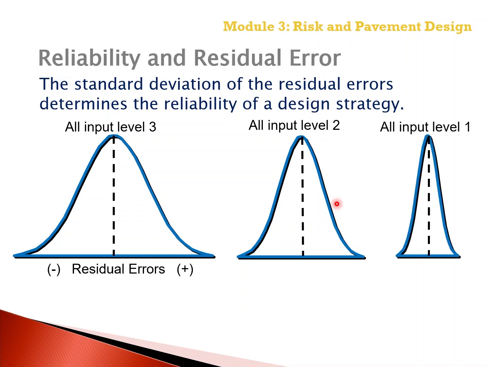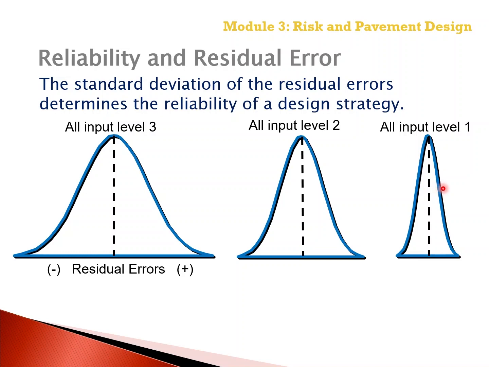And if we used all input level 1, where we're measuring the input value along the design segment itself, the input level 1 should have the lowest standard deviation of the residual errors, because we're actually measuring it along the project site or along the design segment of a project site. So as the standard deviation of the residual errors decrease with input level, going from input level 3 to input level 2 to input level 1, the standard deviation of the residual errors should decrease.